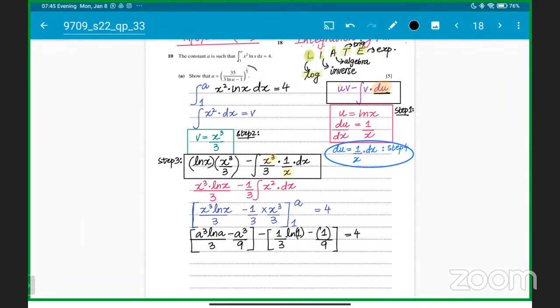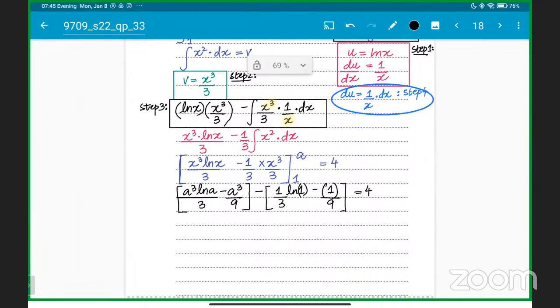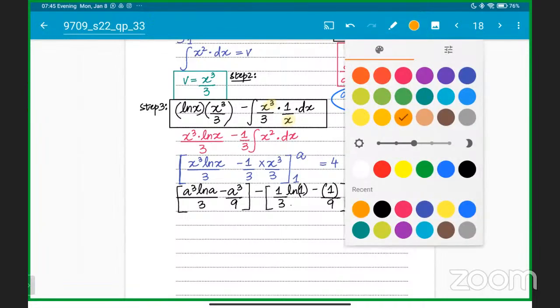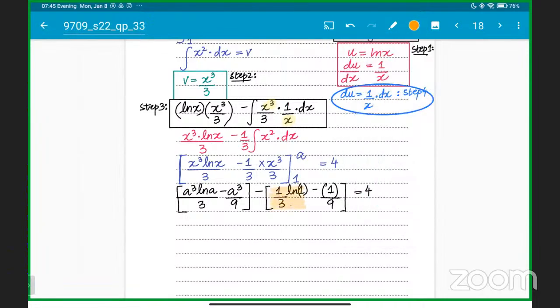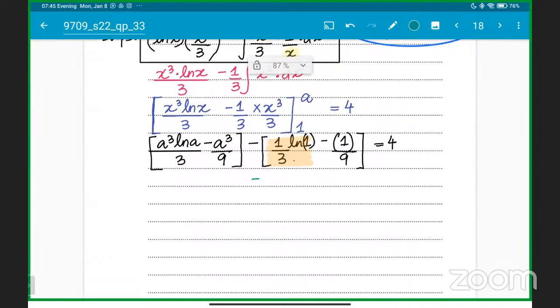We have to somehow prove this. Students, show that a is equal to this thing, so we have to prove it. Is everyone getting it? ln 1 is 0, that I'm sure about. So this will finish off; there is nothing to worry about it. So it will be minus minus, it will become plus 1 over 9. Now just simple proving starts, but you have to be careful about that proving as well, because we can definitely make mistakes in that as well. So this is the question scenario left now.